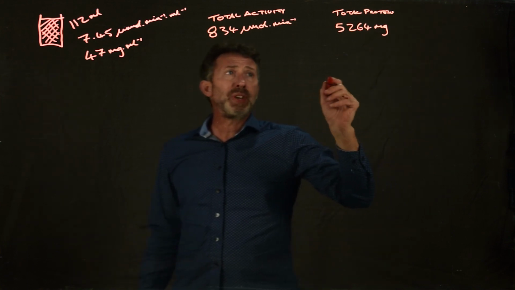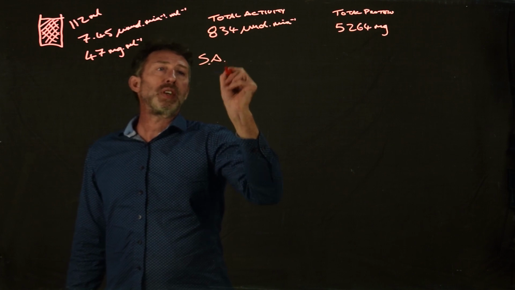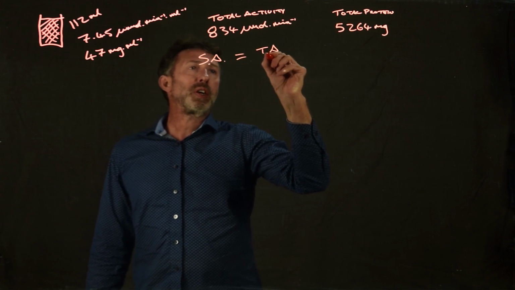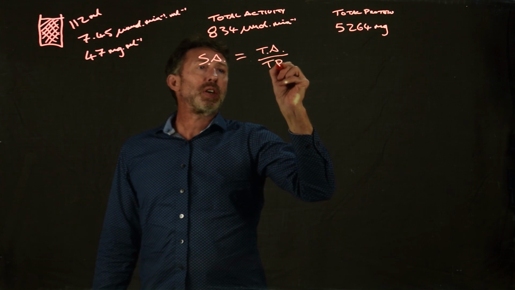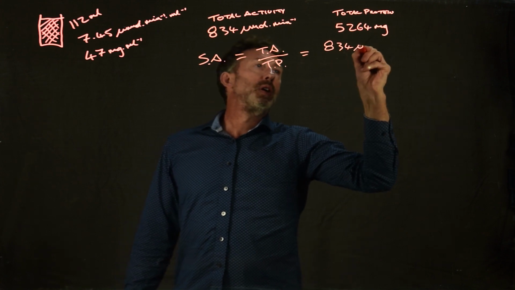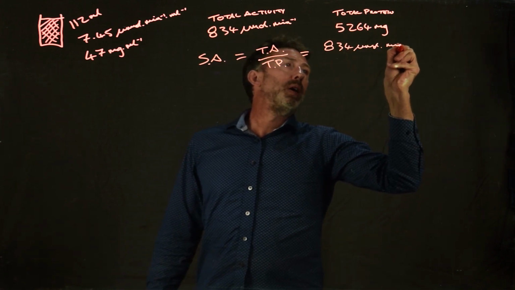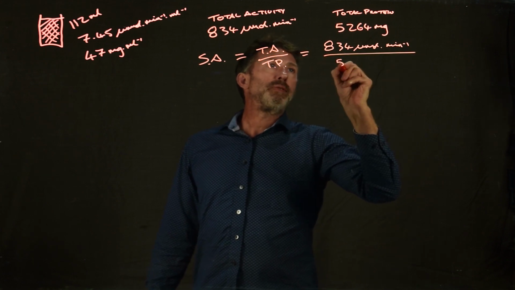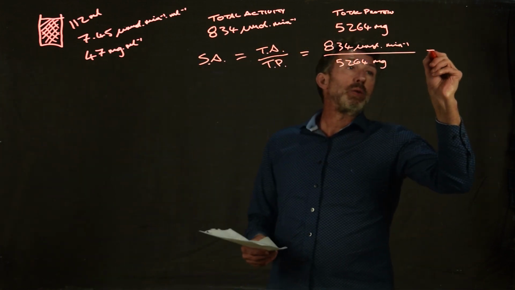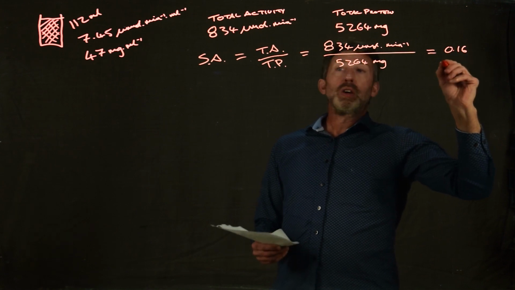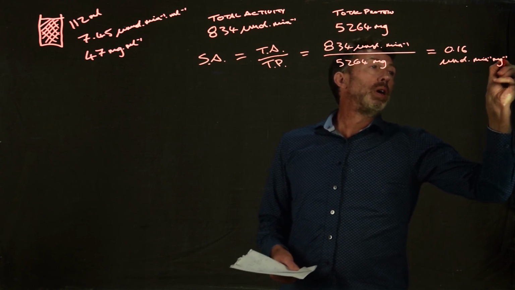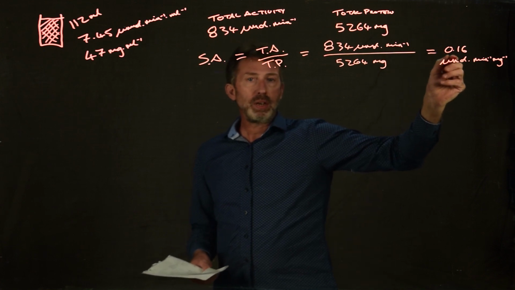We can also calculate the specific activity. I'm going to abbreviate specific activity to SA, so that the specific activity is going to be equal to the total activity here divided by the total protein here. So that's 834 micromoles per minute, that number of enzyme units, divided by 5264 milligrams here, and that's equal to 0.16 micromoles per minute per milligram. So that's the specific activity. That's a really important number.